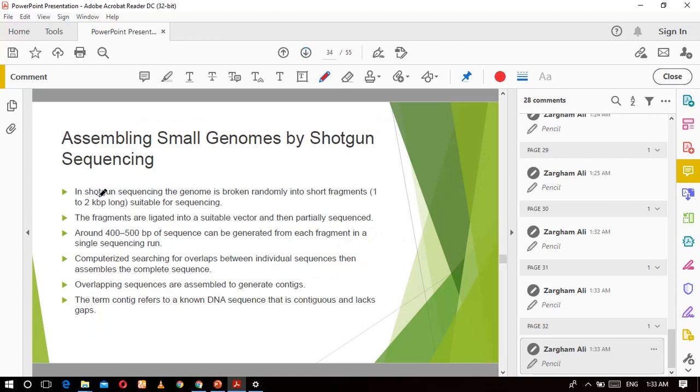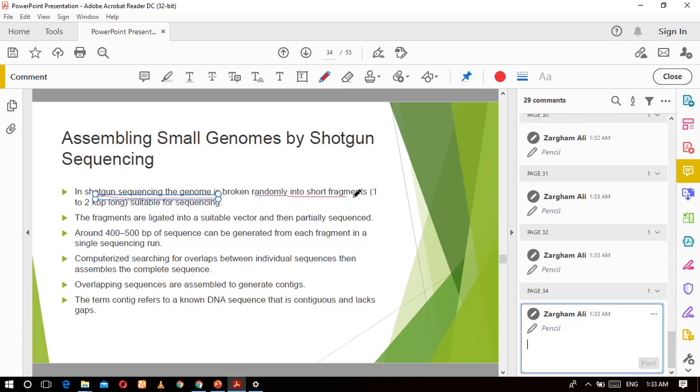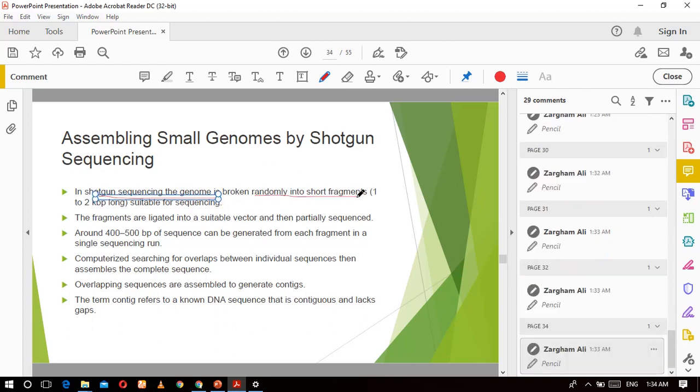In shotgun sequencing the genome is randomly broken into short fragments. We break the genome into small fragments, which are generally 1 to 2 kb long and suitable for sequencing. Then these fragments are ligated into suitable vectors. The vectors are required in this method, and when they are inserted into the vector, then we partially sequence them. Around 400 to 500 bases of sequence are generated in a single sequence run in the first phase.